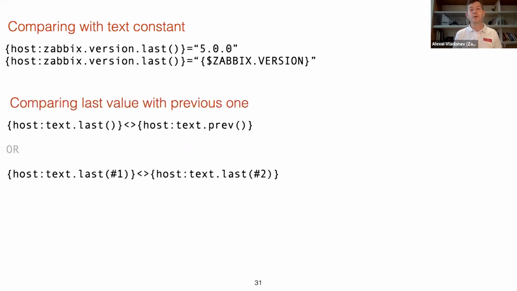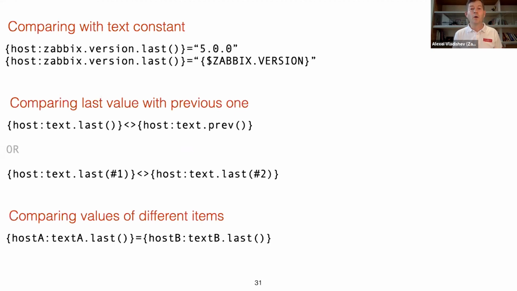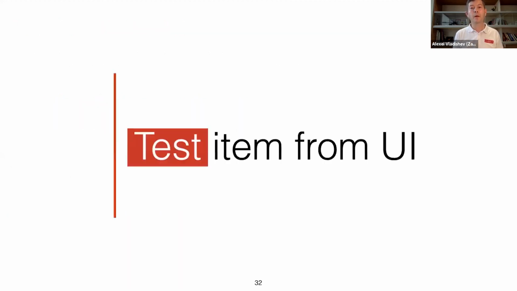What else? We may also compare the last value with the previous one for text data. Might be very important if you want to discover that the value is different now. So, for example, the version of the software is different. Or we may compare values of different items. For example, we can verify that the version of Zabbix proxy matches the version of Zabbix server. We can use a trigger similar to this one. What else?